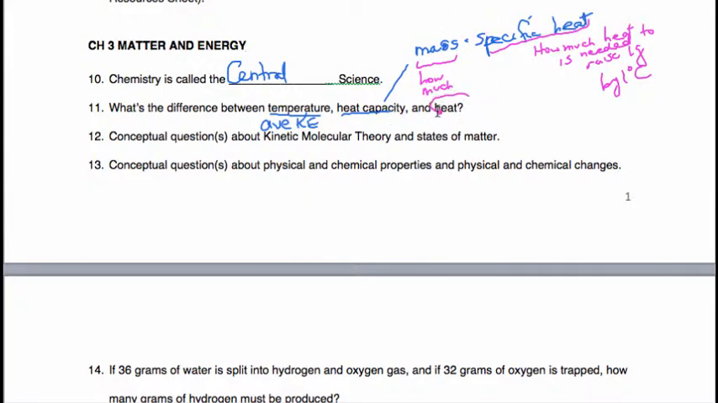Then finally, I guess I should have had this a little earlier before the heat capacity, heat is energy. That's a very important concept. Heat is energy that flows from hot to cold. If you don't have a temperature difference, no heat will flow.